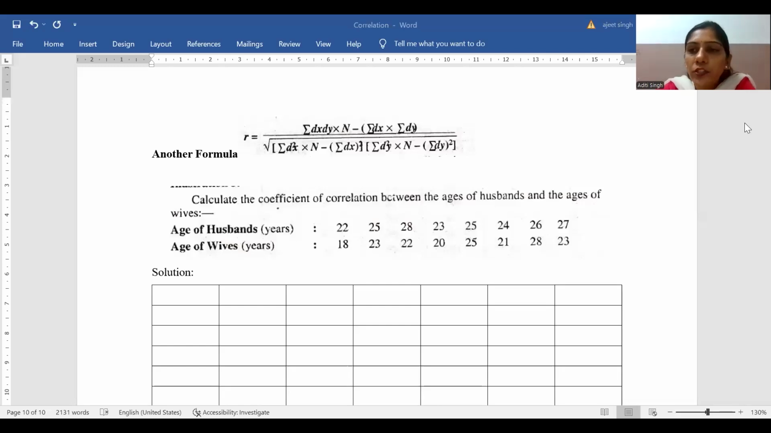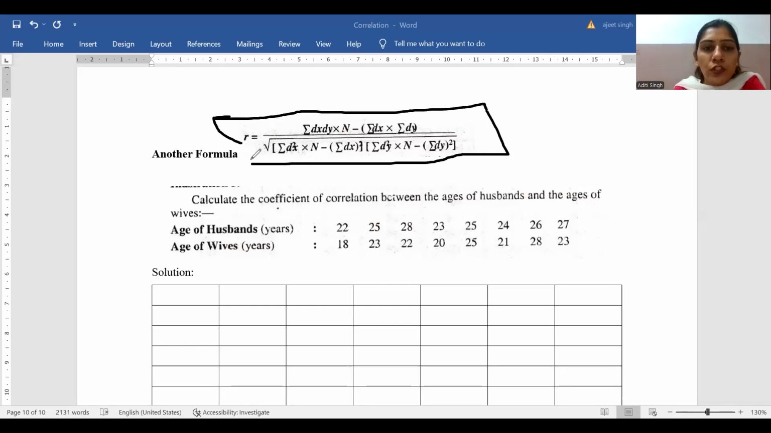Now, next question of coefficient of correlation. This question we will solve with another formula, as you can see here, the r formula for solving coefficient of correlation. This is one more formula for calculating Karl Pearson's coefficient of correlation. So we are solving questions of correlation with very different formulas.